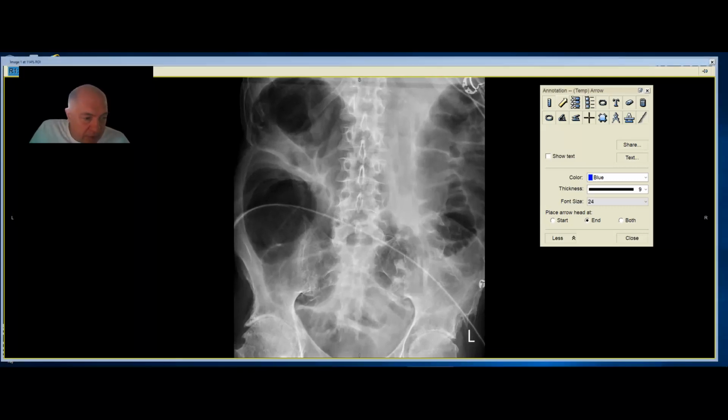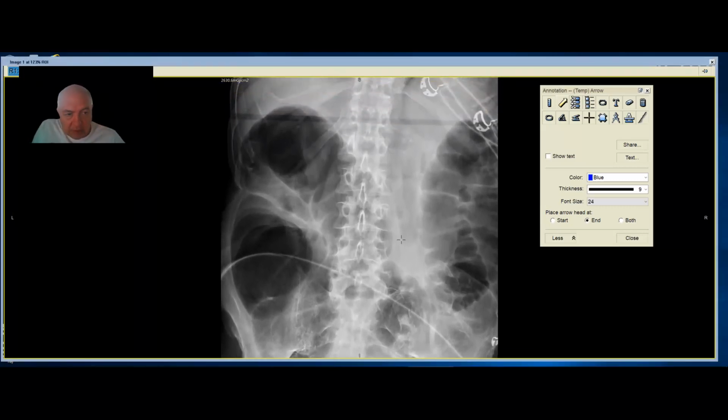So what we have here is quite a dramatic abnormality. If you look at the colon, it's very distended. So this is the colon here. That's the transverse colon, and that's the sigmoid colon. When we come down to the lower sigmoid colon, there's a transition and we don't see the colon anymore.